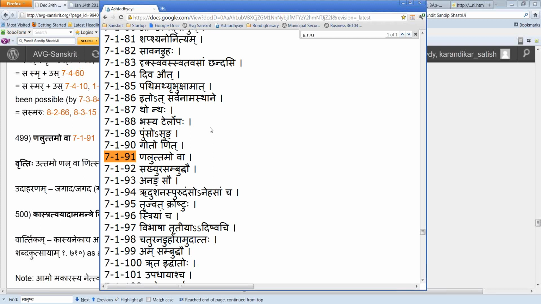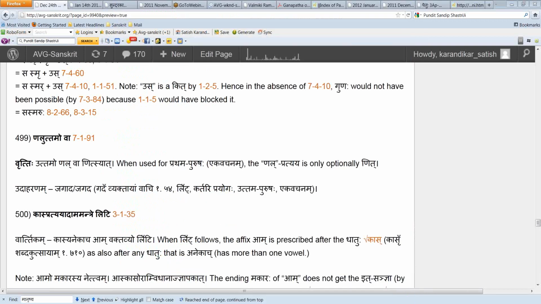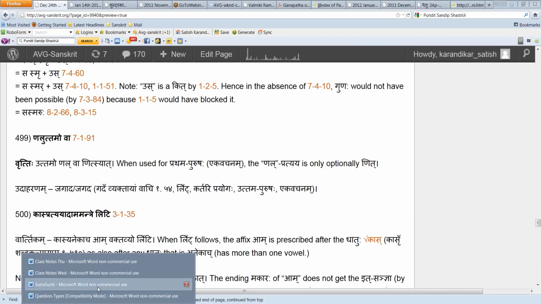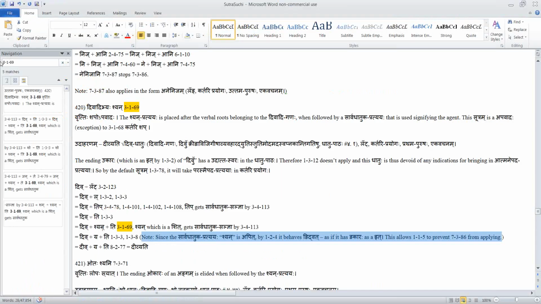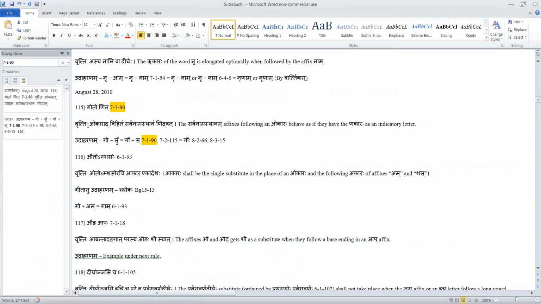So we used goto nit 7190, and the anurvritti of nit is coming into 7191 because we have used 7190 already repeatedly. So we have a very good friend next. If you look at 7190, it says goto nit. Goto nita is okar. It says a little bit of extension: okarad vihitam sarvanamasthana nitvat bhavati. So gauhu becomes gavaha. So we have used that.